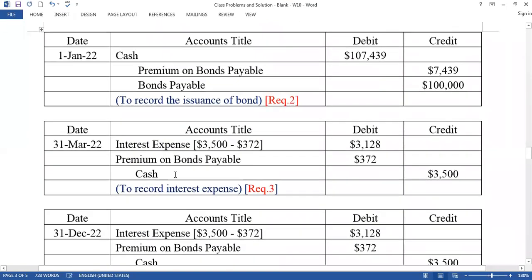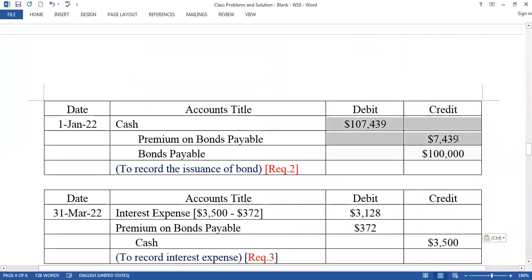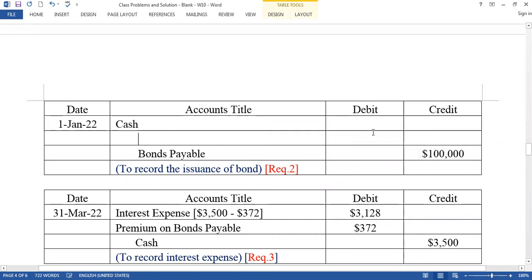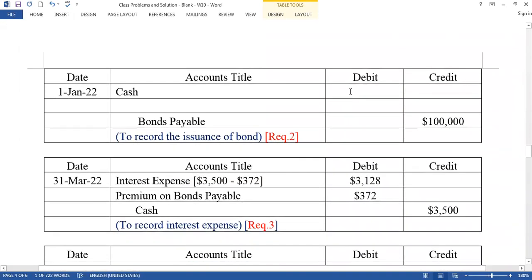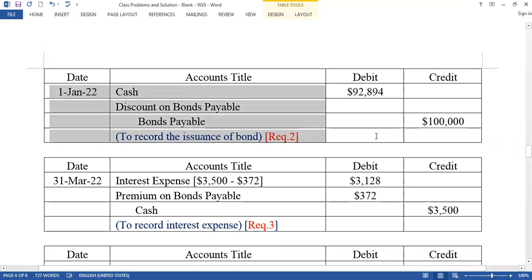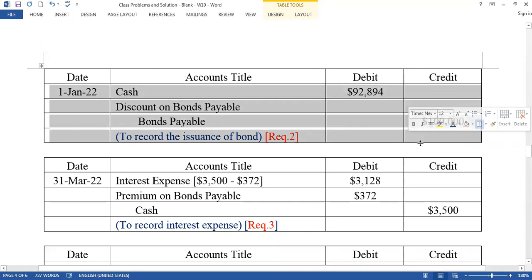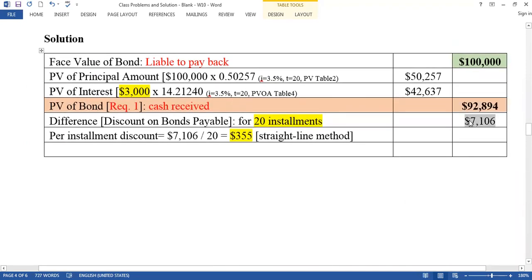Okay, look at the journal entries for requirement 1. According to requirement 1, how much cash do we receive? We receive $92,894 cash. So this is a debit, cash debit. This is our cash and this is our liability. Our liability is bonds payable $100,000. So the remaining is the discount, it is a debit, discount on bonds payable. So this is the first journal. The discount amount is the 20 installment amount.